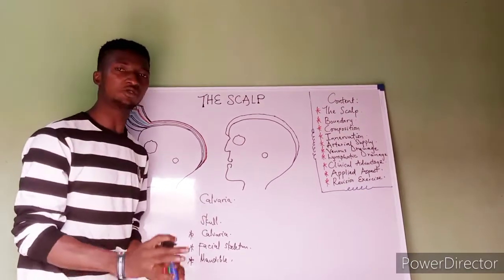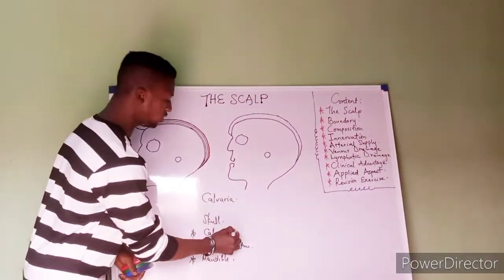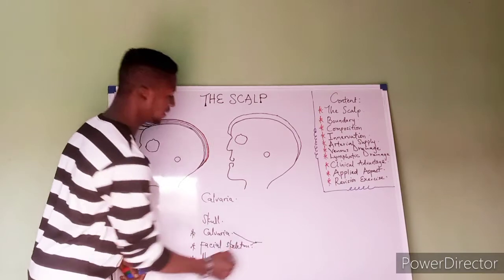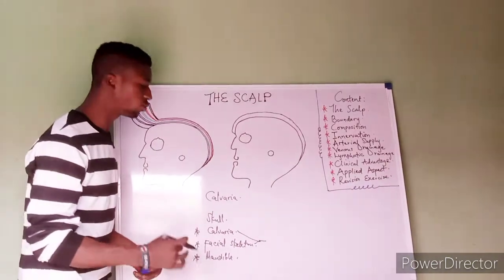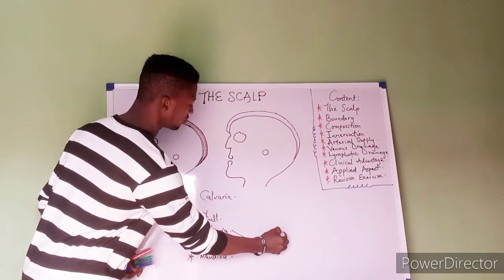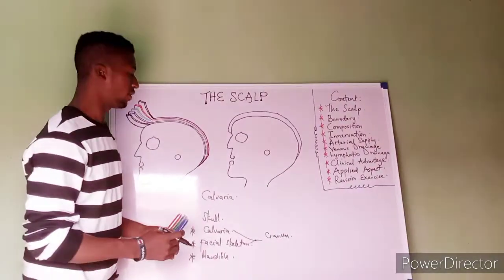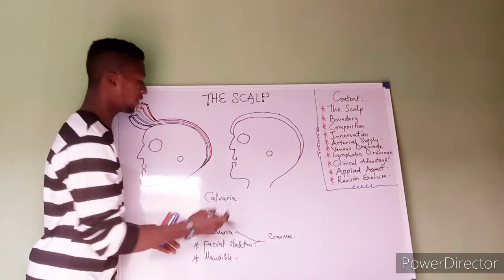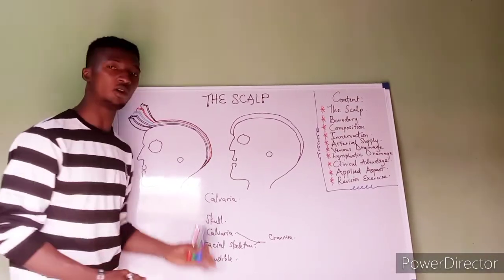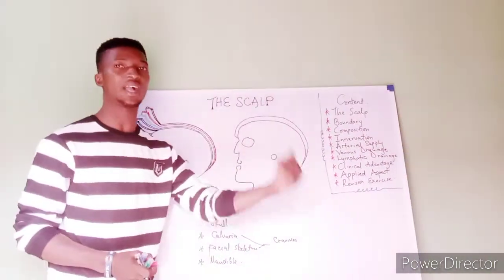It is necessary to know in the course of this video that the collection of the calvaria and the facial skeleton is what is referred to as cranium. So we already know that the calvaria is a component of the skull. Now let's look at the boundaries of the scalp.